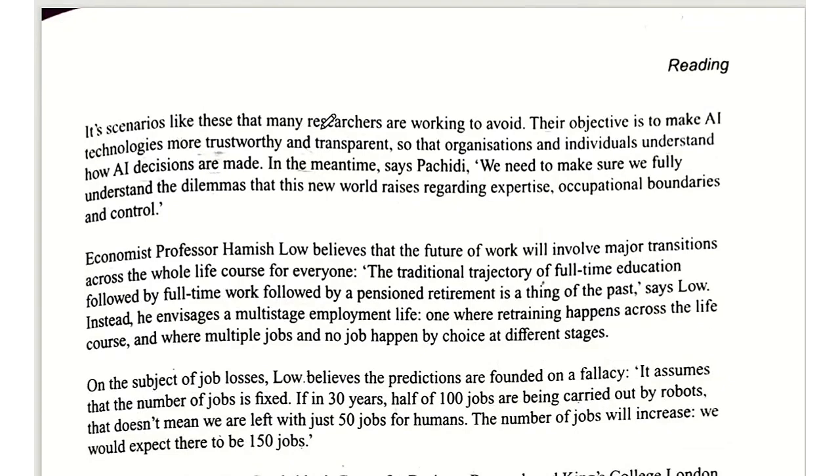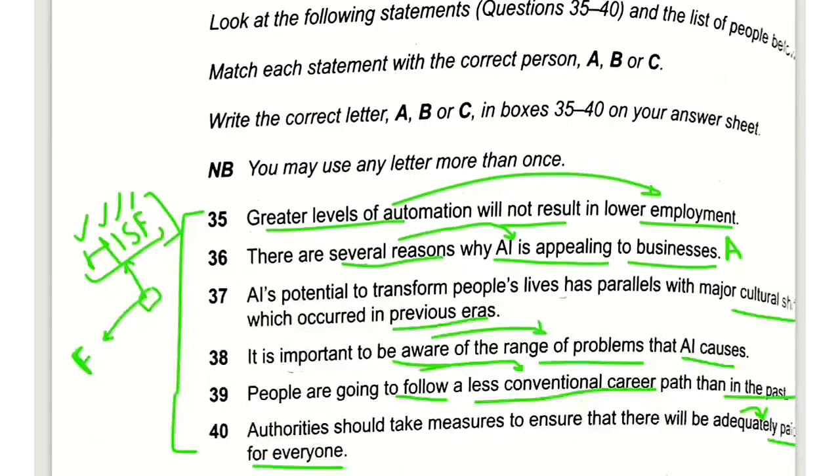Scenarios like these are what many researchers are working to avoid. Their objective is to make AI technologies more trustworthy and transparent, so that organizations and individuals understand how AI decisions are made. In the meantime, says Stella, we need to make sure we fully understand the dilemma that this new world raises regarding expertise, occupation boundaries, and control.